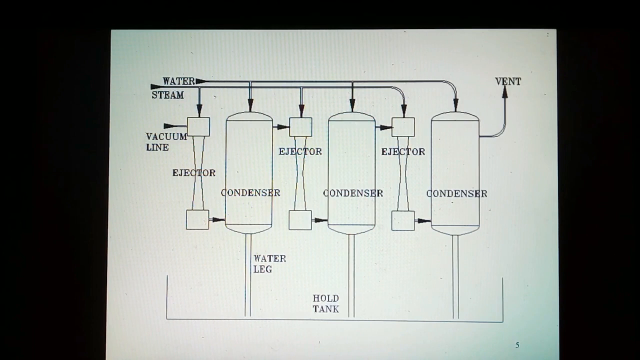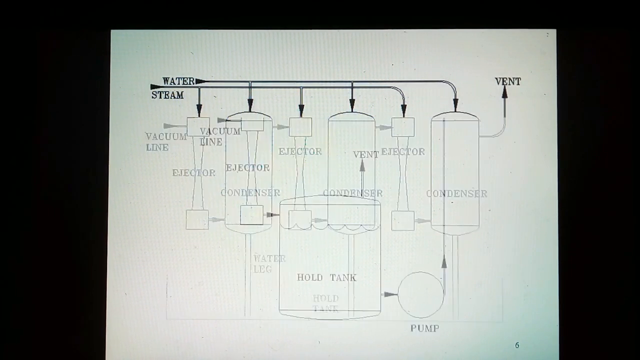The choice of the ejector system will primarily depend on the final vacuum to be achieved. The presence and, indeed, the amount of condensables in the gas stream will influence the choice of system, as will the operating costs and capital available.